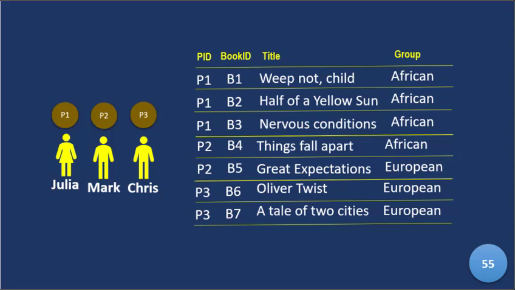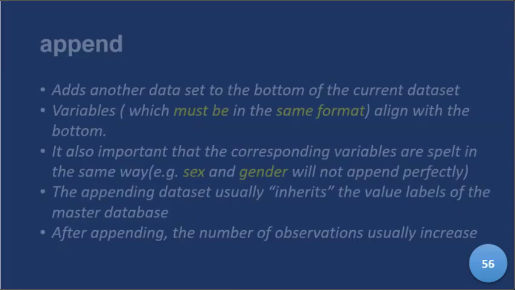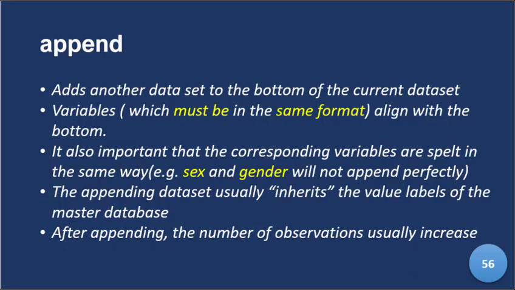It tries to bring data sets, usually with the same variables. Usually, sometimes it's not true. With the same variables, and bring them into one data set, all harmonized. Until now, they were separated, but now you bring them as one data set. So basically, let's see the theory or the thinking behind the append command. It adds another data set to the bottom of the current data set, and then the variables, which must be in the same format, align with the bottom. Now, even if they don't align, in advanced levels, they will still join somehow, and I'll explain that. And then there's something you need to watch out for.